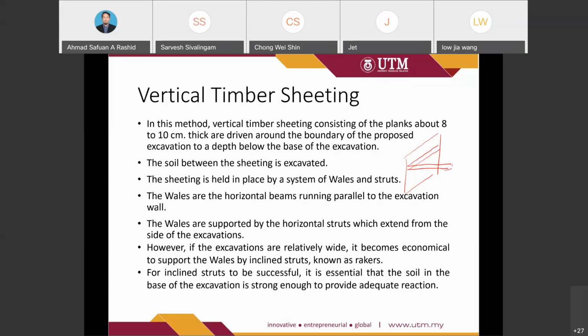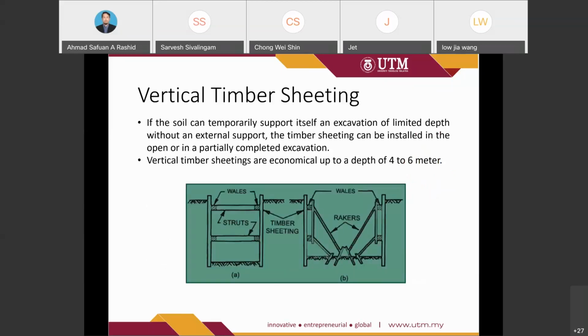However, if the excavation is wide, you can economically support the wale by inclined struts, known as rakers. So there will be another system they call rakers. For inclined struts to be successful, the soil at the base of the excavation must be strong enough to provide the required reaction. So this is an example of the system.